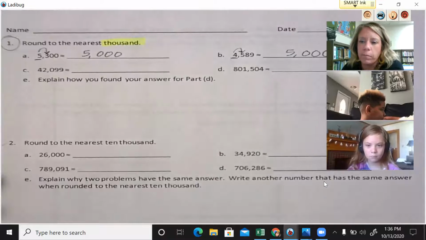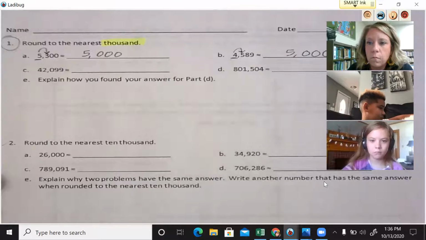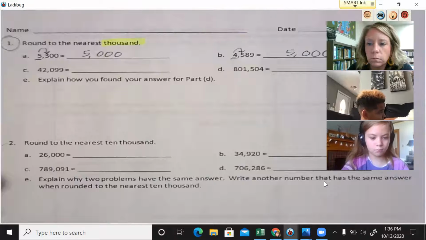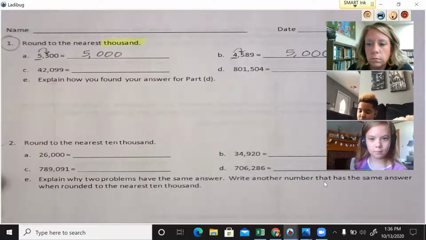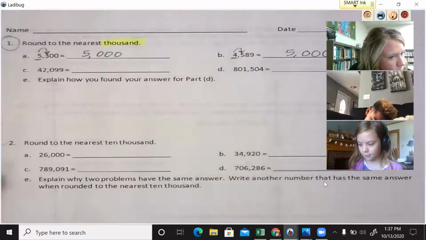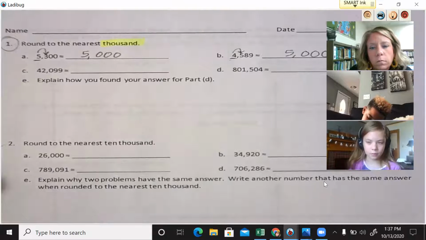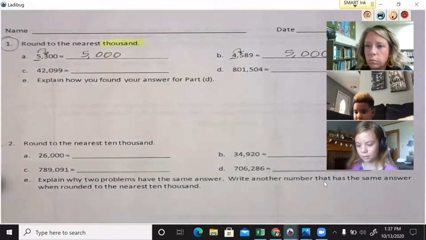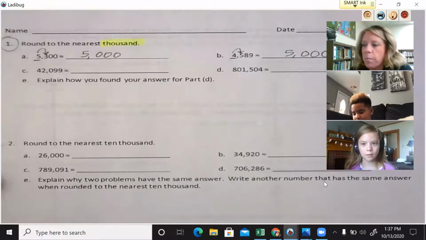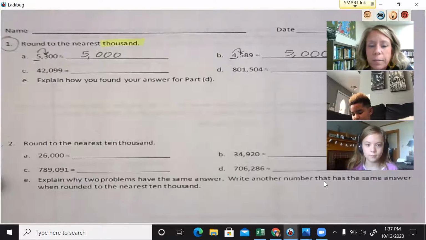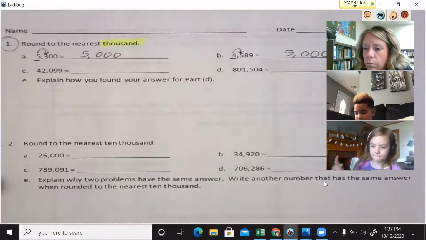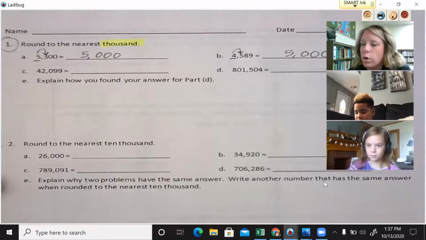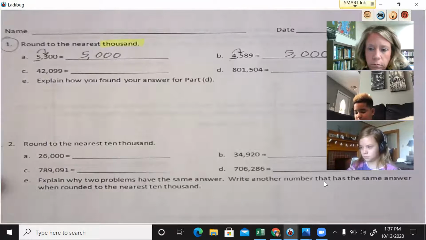Okay, Nina, can you help me with letter C? Good, read the number to us. 42,099. Okay, I'm going to recite the poem. You tell me what to do. Find your place. What page is this? 46. 46. Yes.